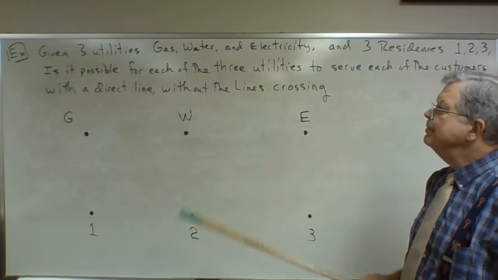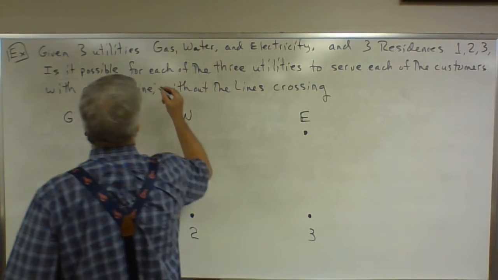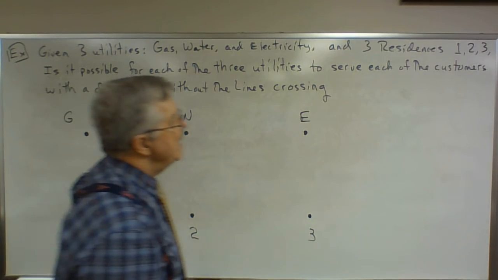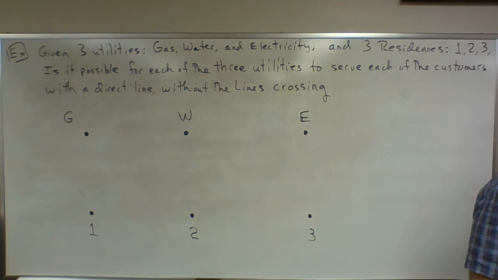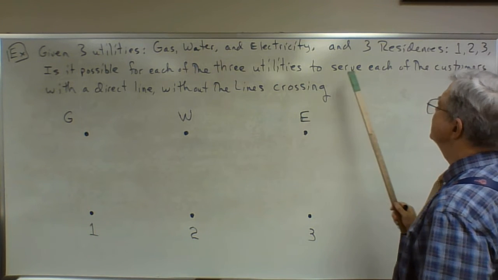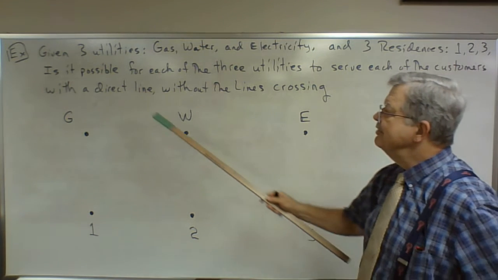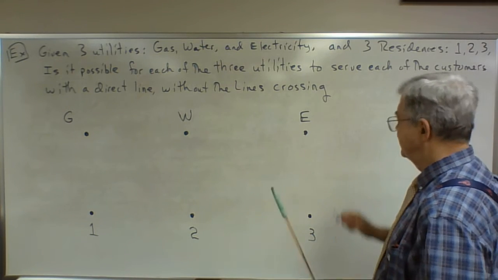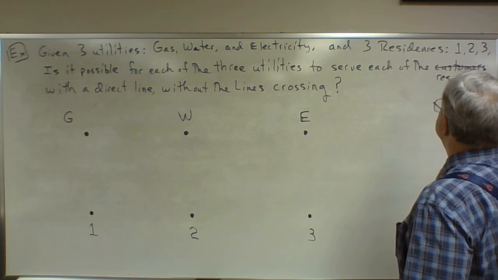Here's a classic problem. Given 3 utilities, gas, water, and electricity, and 3 residences, we'll call them 1, 2, and 3. Is it possible for each of the 3 utilities to serve each of the residence customers with a direct line without the lines crossing? Customers, residences.